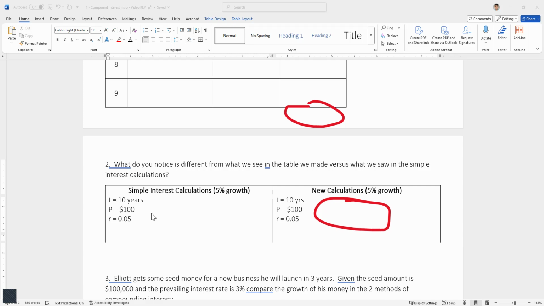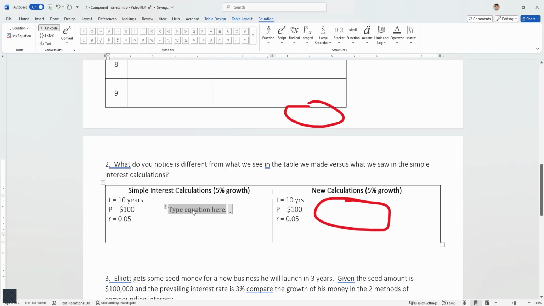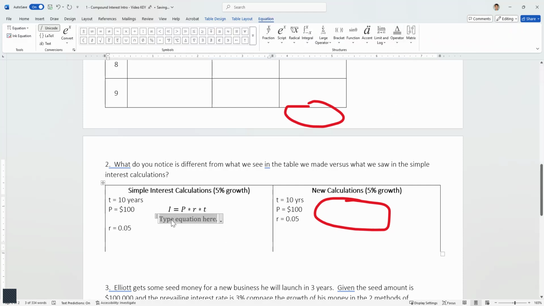Okay, so to do the calculation, let me just insert an equation here just because I can see it better. There we go. So again, remember the formula is I equals P times R times T. And to do that, hey, I don't know what the interest is, obviously, yet. We're going to go ahead and calculate it. So again, I equals, the principal is $100, right? The rate is 0.05, and the time is simply 10 years.